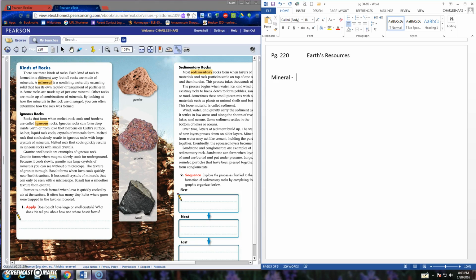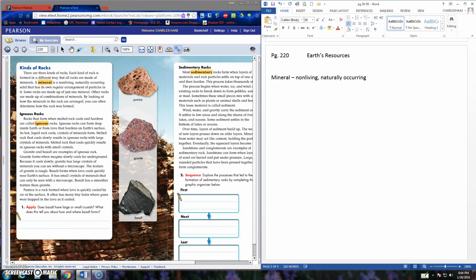A mineral is a non-living, naturally occurring solid that has its own regular arrangement of particles in it. So let's make it easier. Minerals are non-living and naturally occurring.